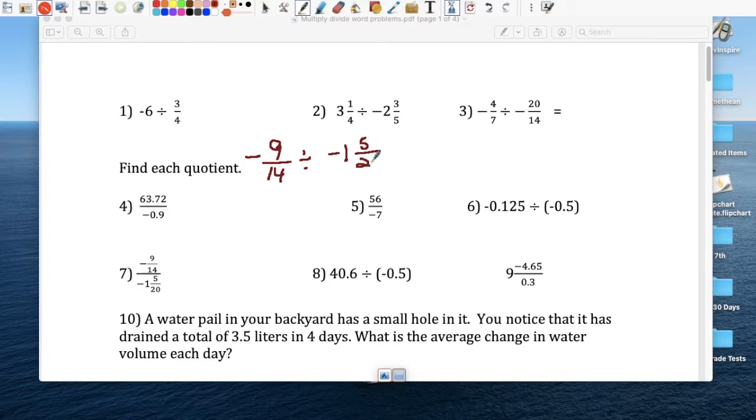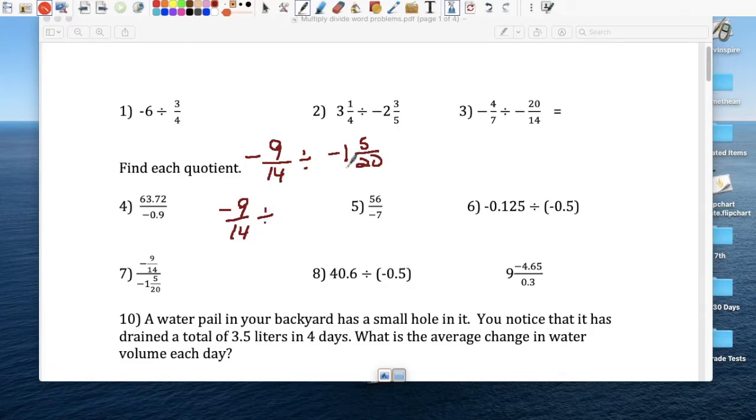Okay. No big deal, right? So let's change this first before we change this to a multiplication problem. Change this improper fraction, I'm sorry, this mixed number to an improper fraction. So negative 9 over 14, that stays, nothing happens. Not changing it yet, so let's change that.